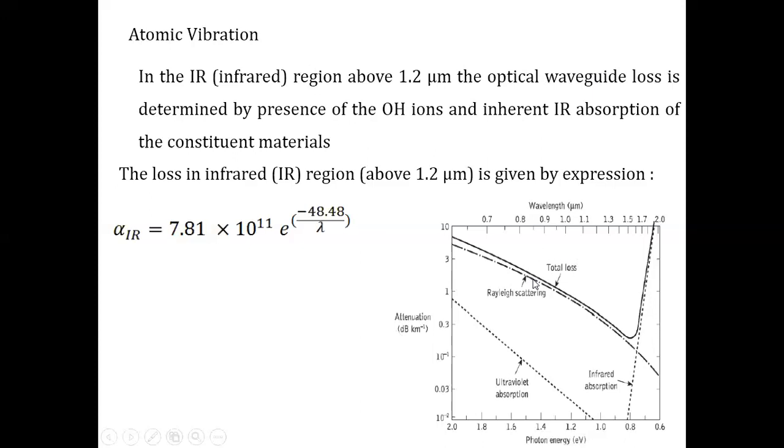For pure germanium, it is shown here. Here the loss in the infrared region above 1.2 micrometer is represented here. The expression for this is given by alpha IR equal to 7.81 into 10 to the power 11 e power minus 48.48 divided by lambda, where IR represents the infrared. We derived this expression from germanium oxide and silicon oxide in the glass fiber.